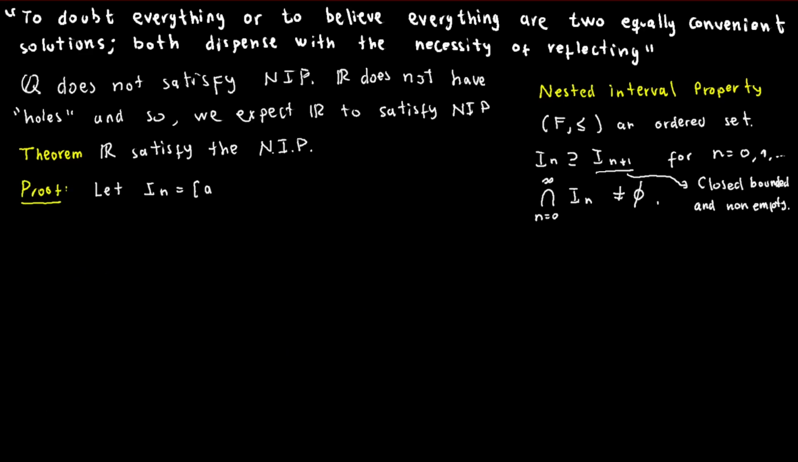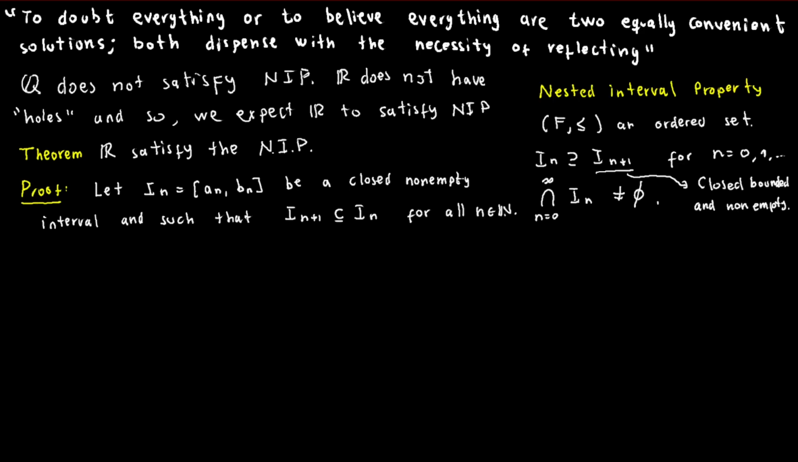Consider the sequence of non-empty bounded nested intervals I_n. We can describe each interval by its endpoints a_n and b_n, since I_n is not empty. Given that the intervals are nested, every a_n is less than or equal to its successor a_{n+1}, while every b_n is greater than or equal to its successor b_{n+1}.